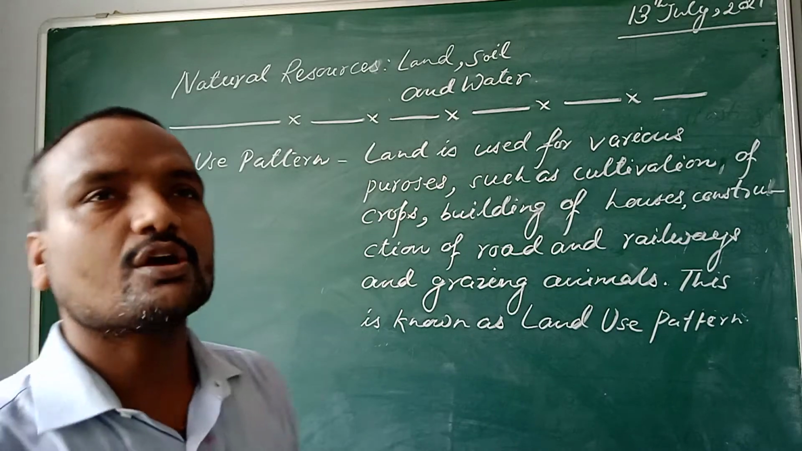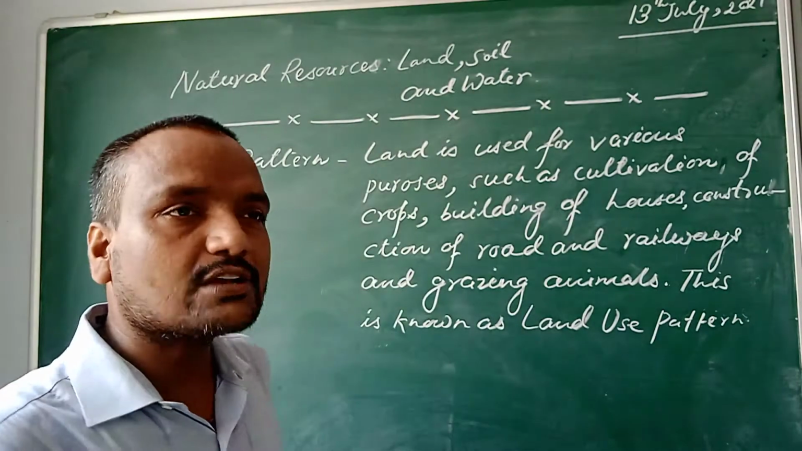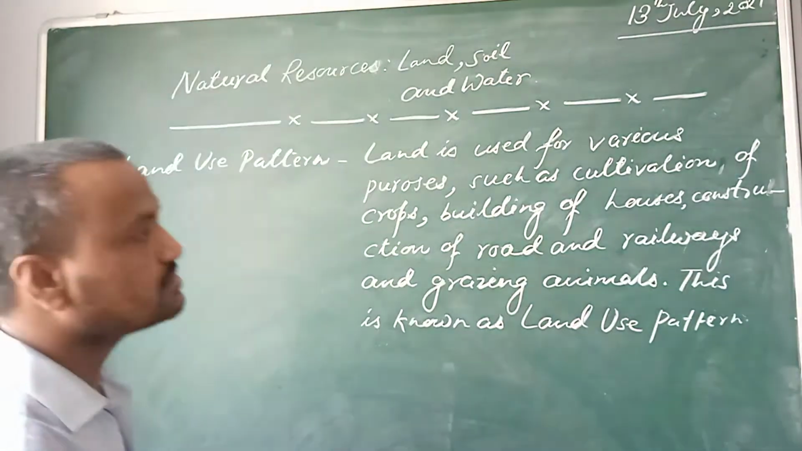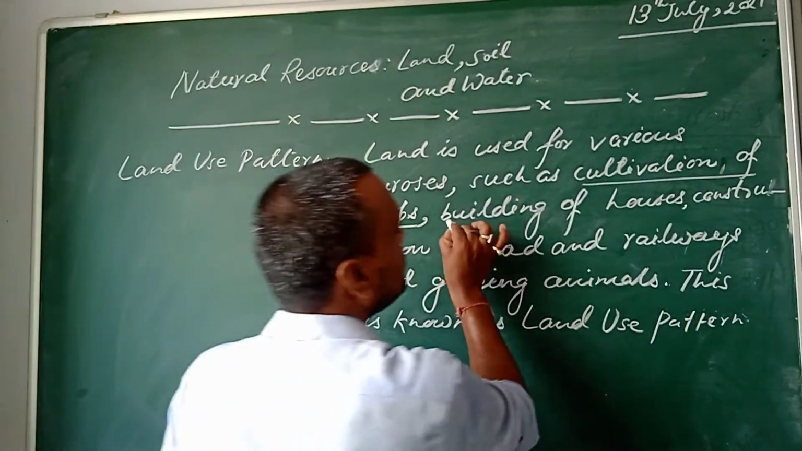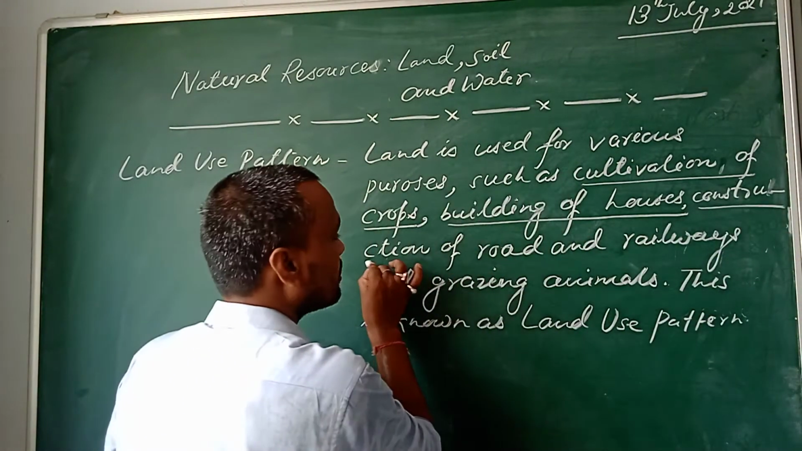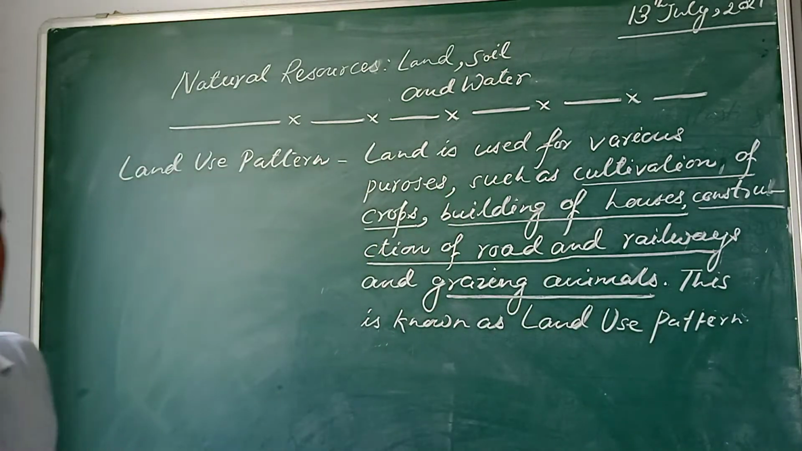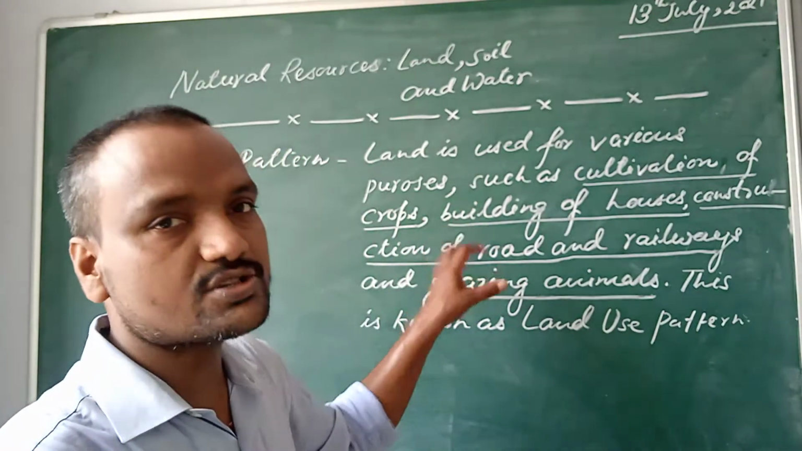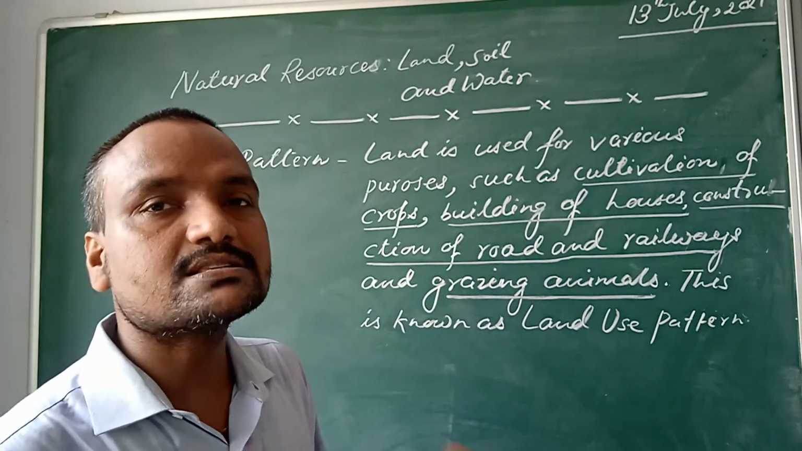Land use pattern. Now the question can arise: what is land use pattern? Students, actually we use land for different purposes. We use land for cultivation of crops. We use land for building of houses. We use land for construction of roads and railways, and we also use it for grazing animals. So we use land for different purposes, and this together is called land use pattern. In short, how you are using land is land use pattern.